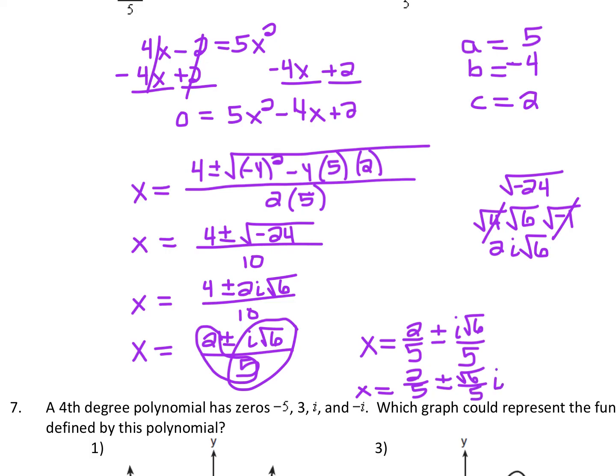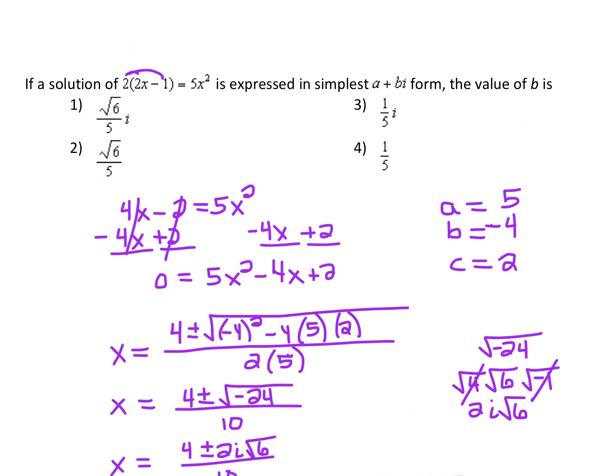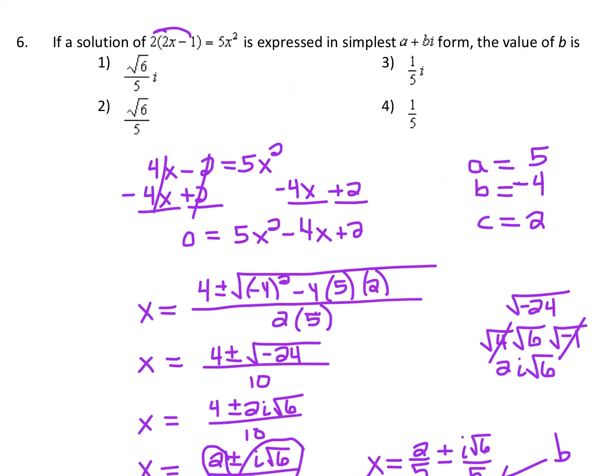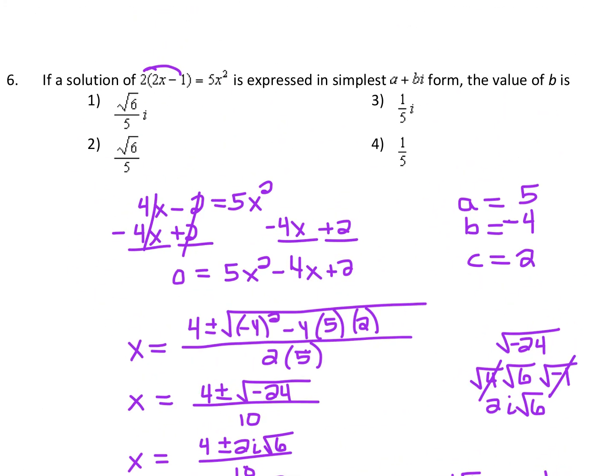Now if we go back to the question, I've got to scroll up a little. They wanted to know, once we write it in a plus bi form, what is the value of b? The b is what's in front of our i. Look, here's the i, so this right here would be the b: radical 6 over 5. That is choice 2. Please don't pick choice 1. They don't want the i included. They want just the b, what's in front of the i. So radical 6 over 5.